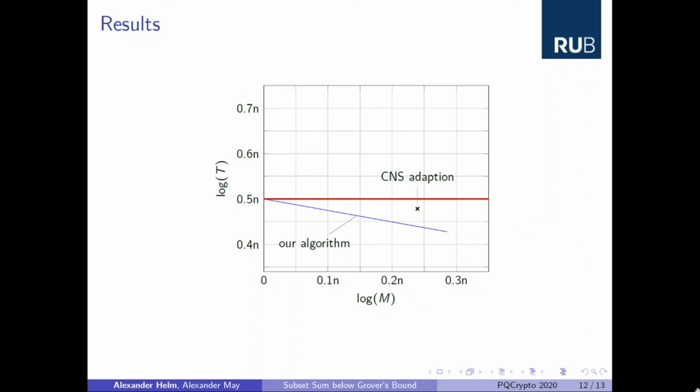But now we also have to compare our results to classical trade-offs. There exist several of them, and in the graph, the dashed line shows a summary of the best classical trade-offs in their respective domain. As we can see, for memory exponents greater than 0.2n, the classical trade-offs perform better than our algorithm. Our improvement for solving the subset sum problem is in the range below 0.2n, which is shown by the hatched area.